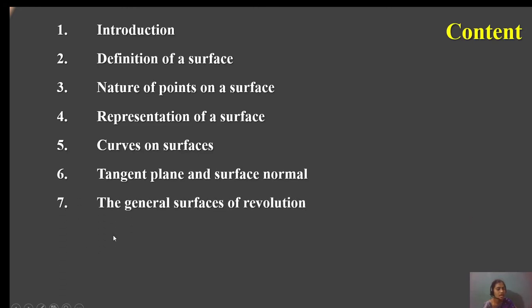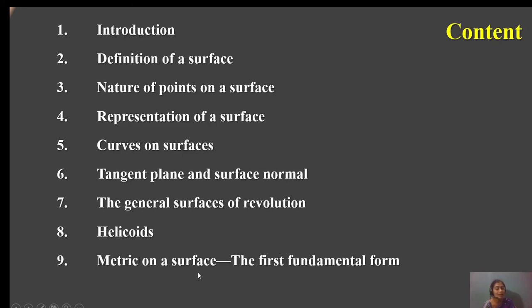Seventh is the general surface of revolution. Eighth is the helicoids. Ninth is the metric on the surface, that is, the first fundamental form. This is the most important part of this unit, because clearing the first part helps with the third and fourth units and also the second fundamental form. If you get the basic information about the first fundamental form, then the second will be easier to solve.